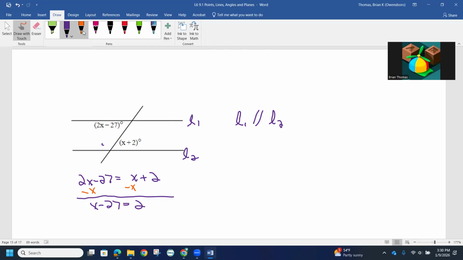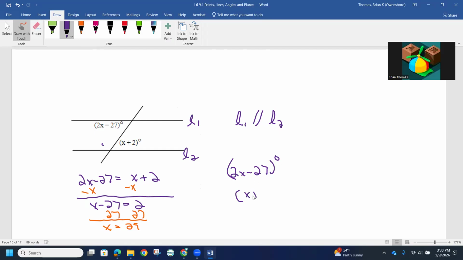And then we've got to get the number out of the way. So this number has to go to the other side. The opposite of a negative 27 is a positive 27, so I balance the equation by adding 27 to both sides. So x is going to equal 2 plus 27, which is 29. So x is 29.